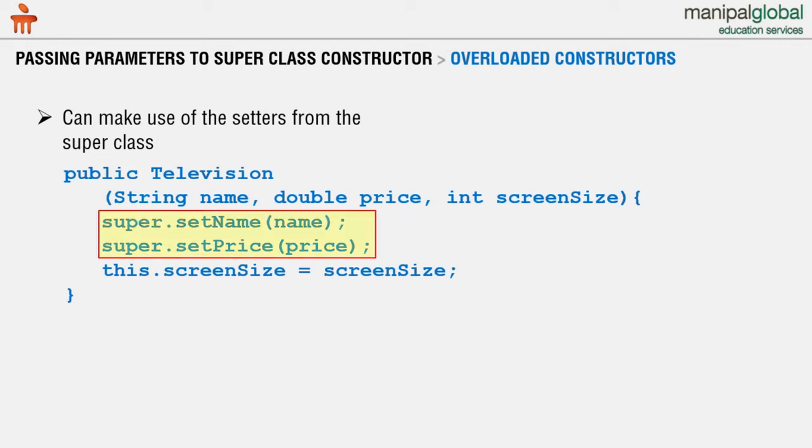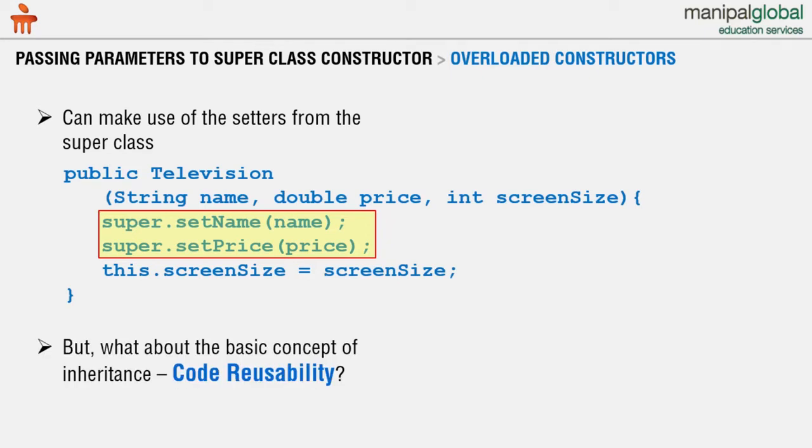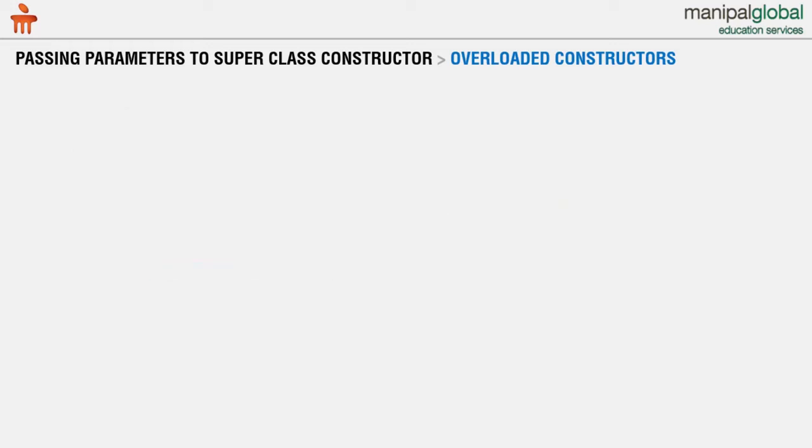But you're doing the same thing as what a superclass constructor would have done. Now this job we are duplicating. But the whole idea of inheritance is code reusability. Where are we reusing? We are basically duplicating the code. Now this is where we would like to invoke a superclass constructor by supplying some parameters. So how do we do that?